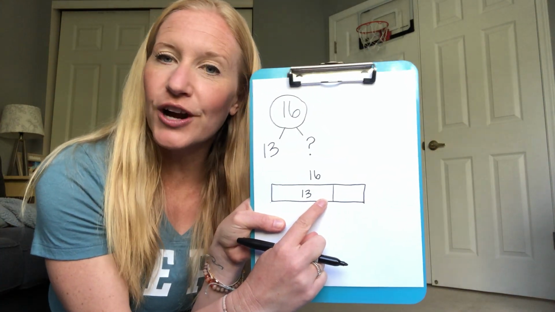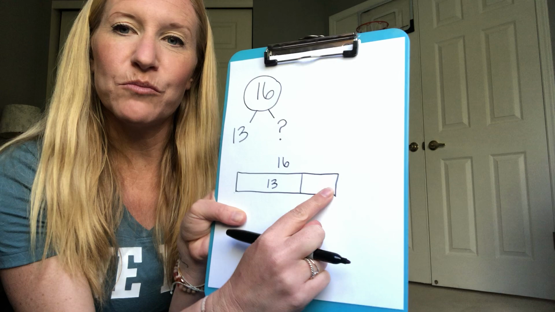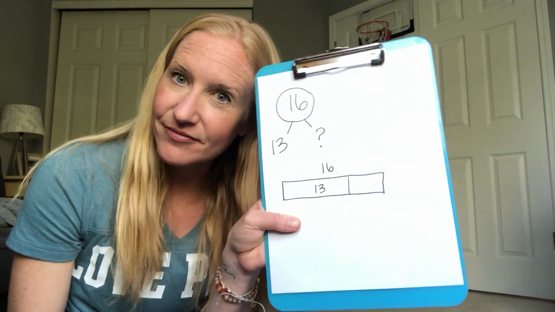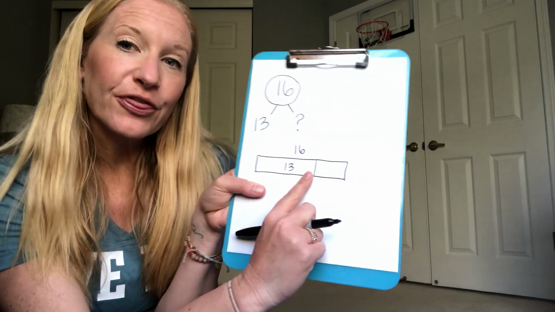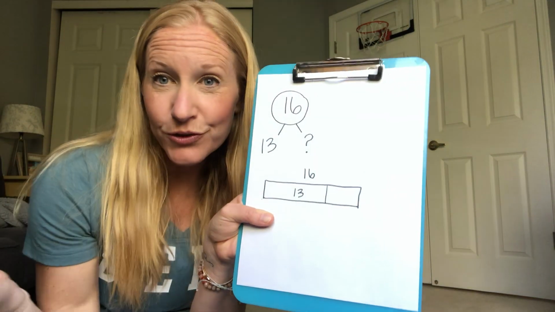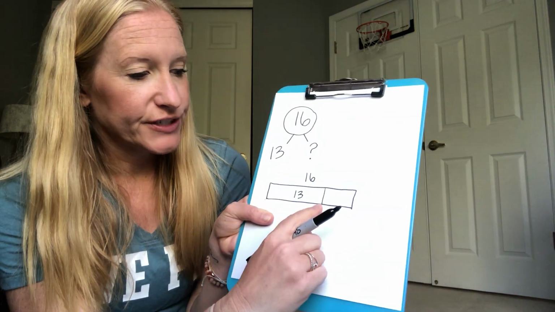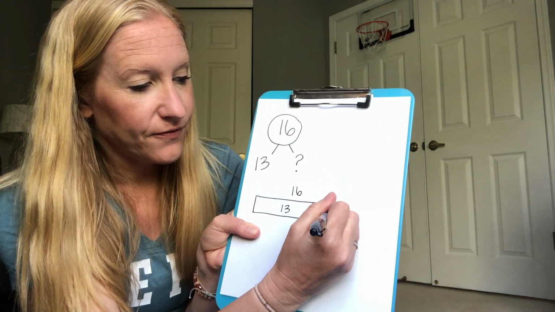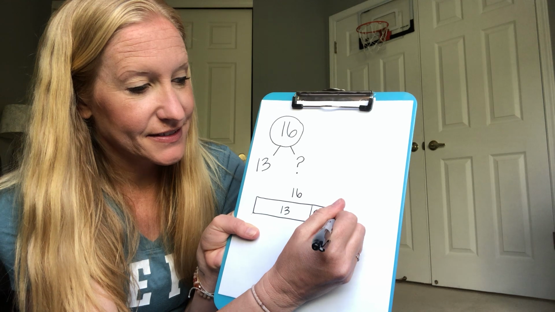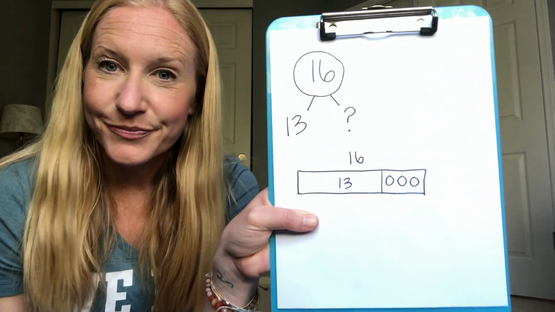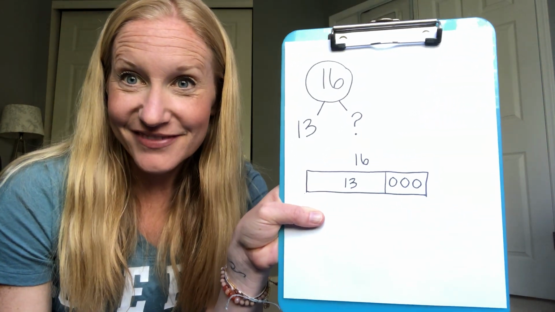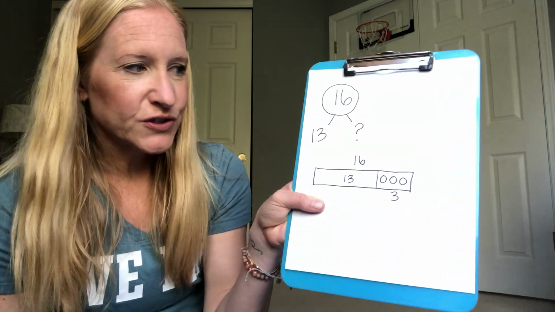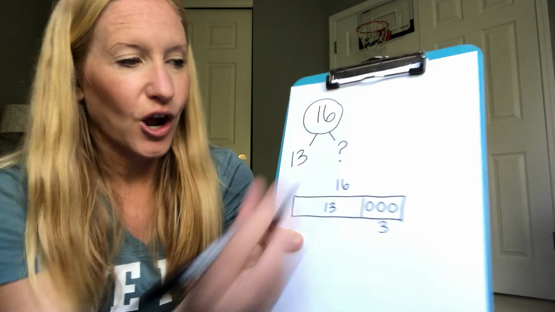Now I have to figure out how many more animals would be over here to make me have 16. Well, if I already have 13, I'm going to draw my circles in there. So 13, 14, 15, 16. How many weren't birds? 3, right? So we just figured out our part.